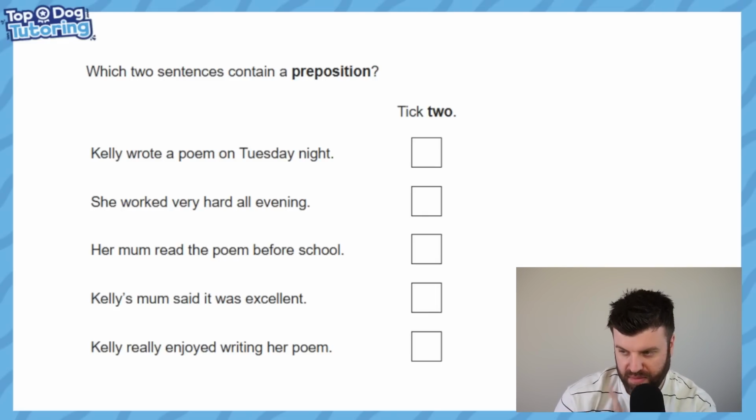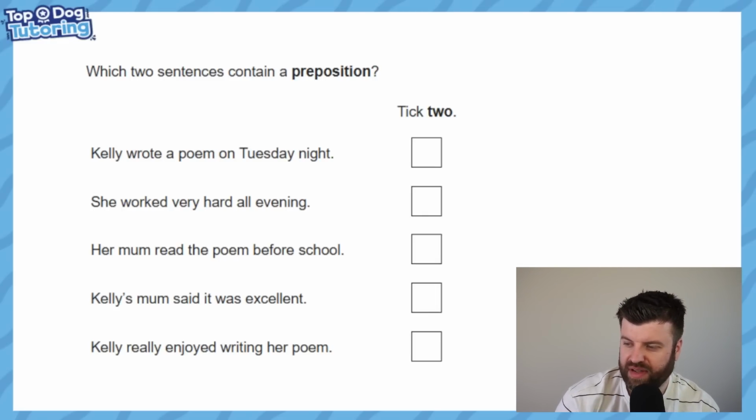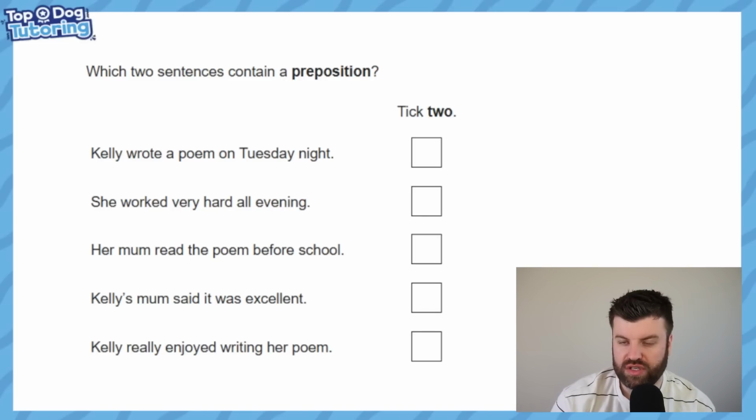Kelly wrote a poem on Tuesday night. She worked very hard all evening. Her mum read the poem before school. Kelly's mum said it was excellent. Kelly really enjoyed writing her poem. So reading through these, if you're again unsure, you can start to use deduction.